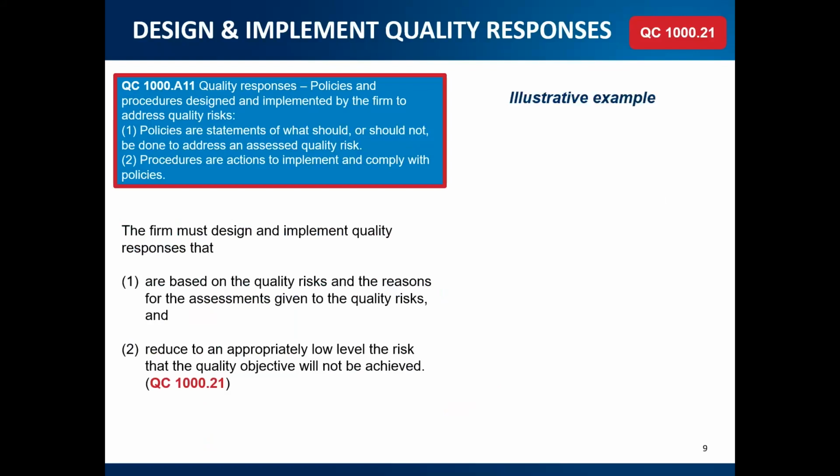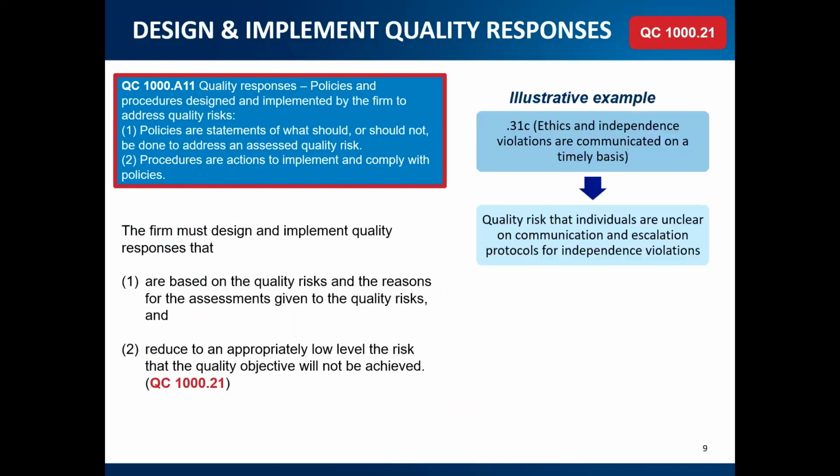Let's consider how a firm might design and implement quality responses in our example from earlier. Up to this point, the firm has identified and assessed a quality risk that unclear escalation and communication protocols within the firm cause ethics and independence violations to not be timely communicated to the individual assigned operational responsibility for the firm's compliance with ethics and independence requirements.